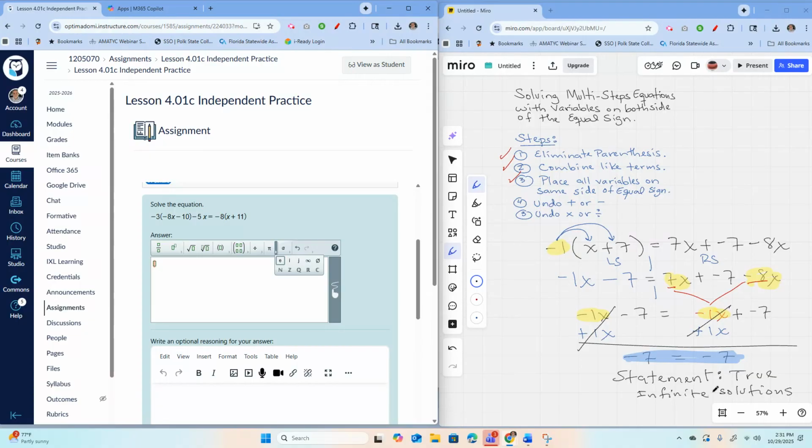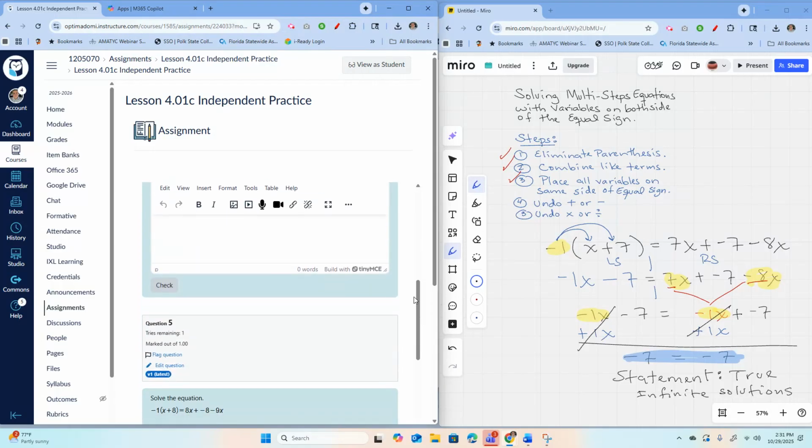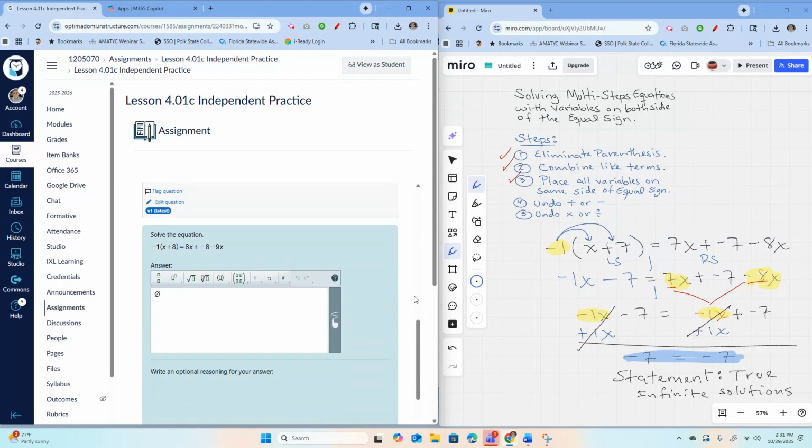Okay? So when that happens, that you get a true statement, you say infinite solutions. So you use the infinity symbol. It looks like an 8 lying down. Okay? Let's go to the next one.